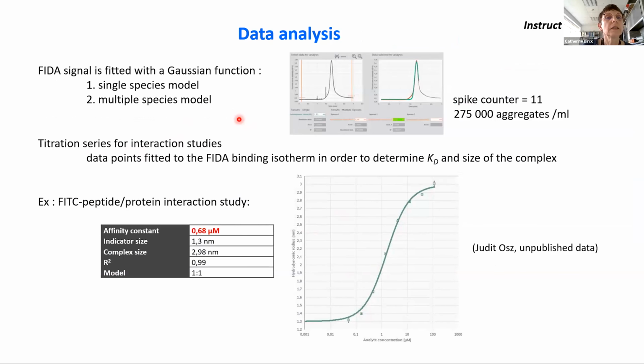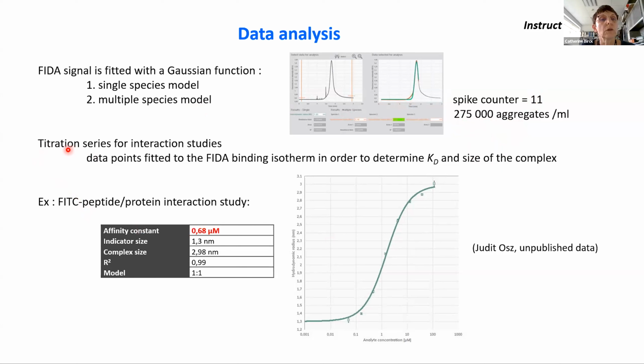For the data analysis, you will fit your data with a Gaussian function. So you can use a single species model or a multiple species model. You see in this case that the single model in green doesn't fit the data very well, but the multiple species model in orange fits the data. You will also get the number of aggregates, 11 in this case. So it means 275,000 aggregates per milliliter for this sample.